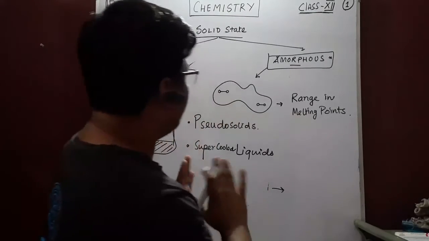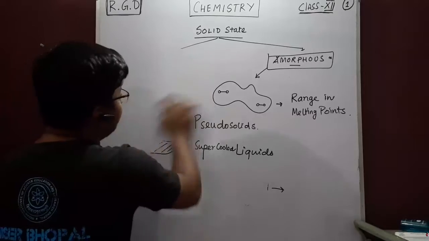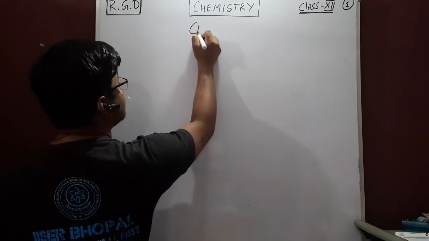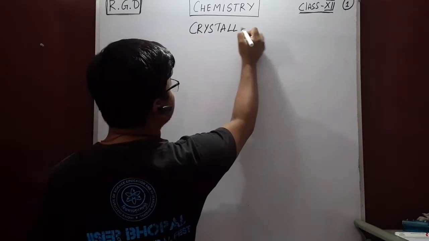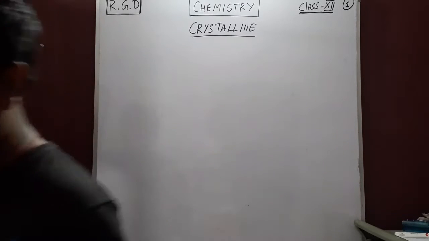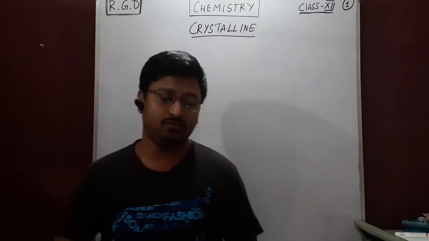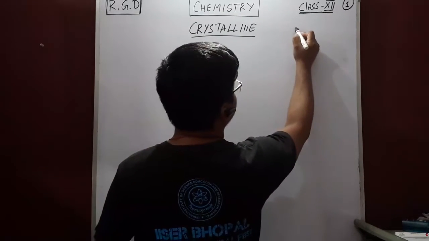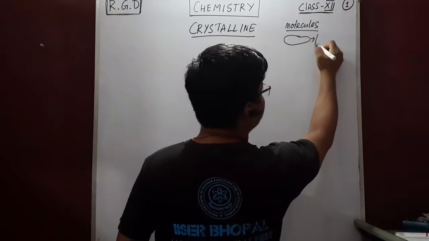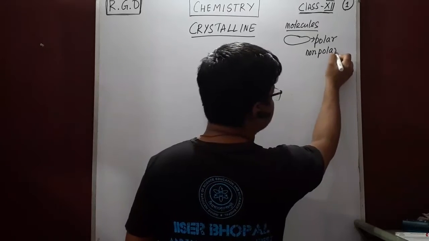So far I've talked about the amorphous. Now I will go directly to the classification of crystalline substances. Before going into that, let me ask you one thing: when I say crystalline substances, the substances obviously consist of atoms and molecules. Those molecules can be polar, non-polar, right?